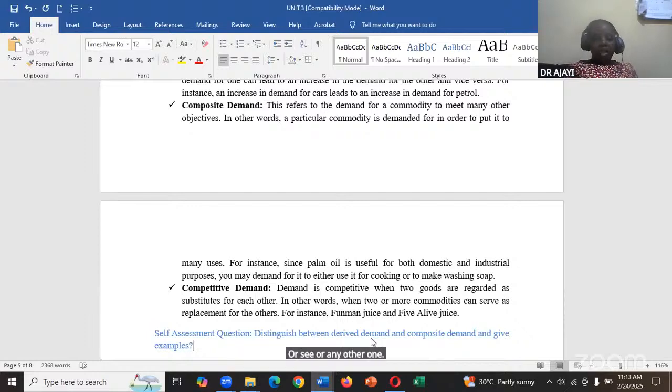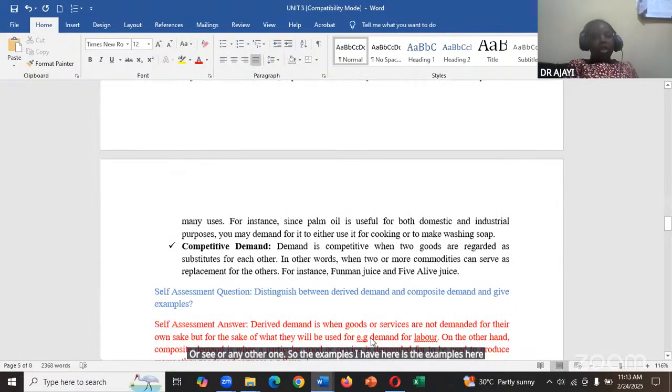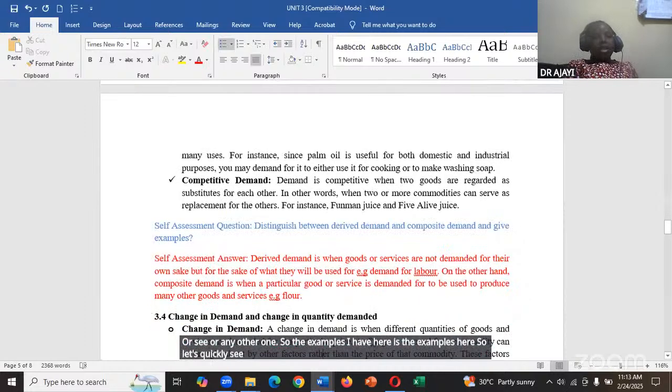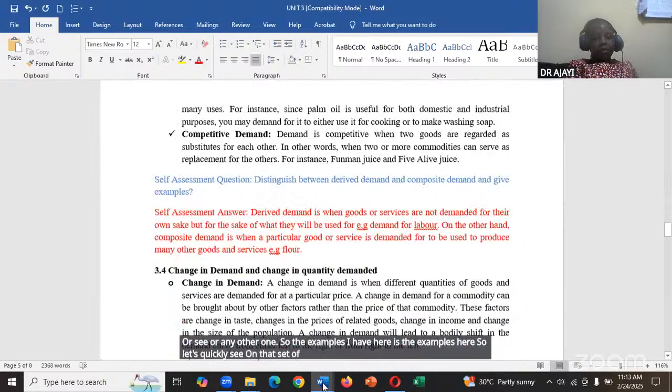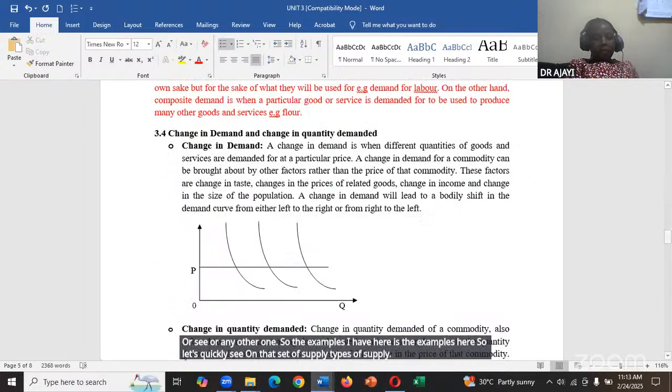So the examples I have here is, so let's quickly see under that of supply, types of supply.